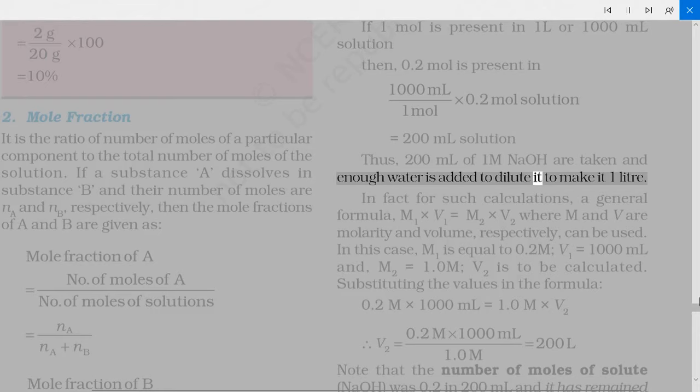it 1 liter. In fact, for such calculations, a general formula, M1 × V1 = M2 × V2, where M and V are molarity and volume, respectively, can be used. In this case, M1 is equal to 0.2 M, V1 is equal to 1000 mL, and M2 is equal to 1.0 M, V2 is to be calculated. Substituting the values in the formula, 0.2 M × 1000 mL = 1.0 M × V2.